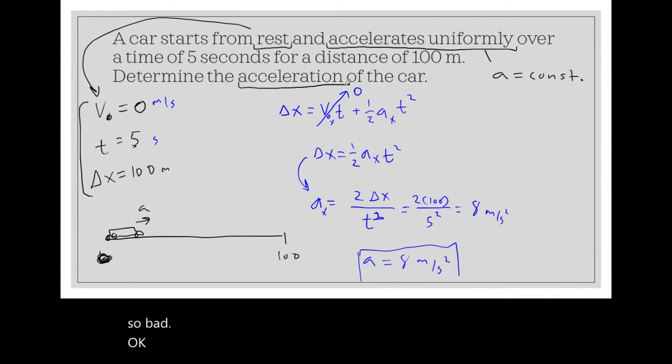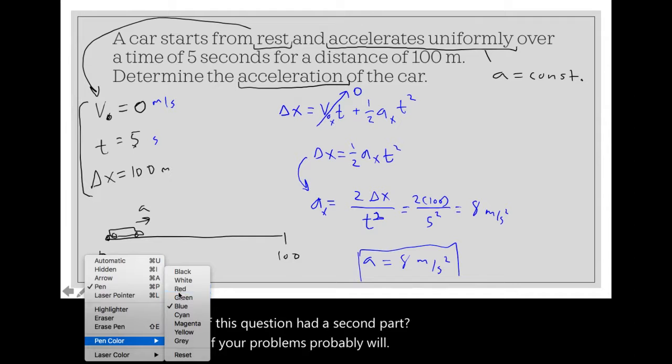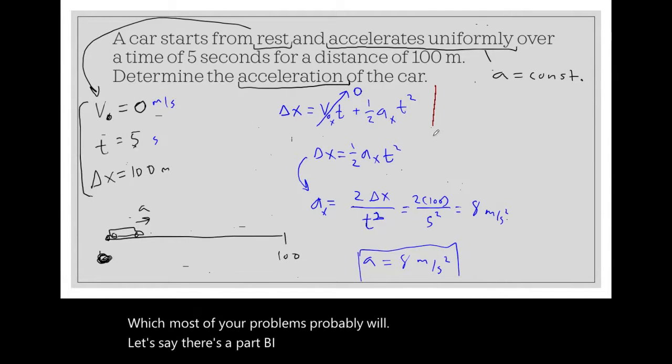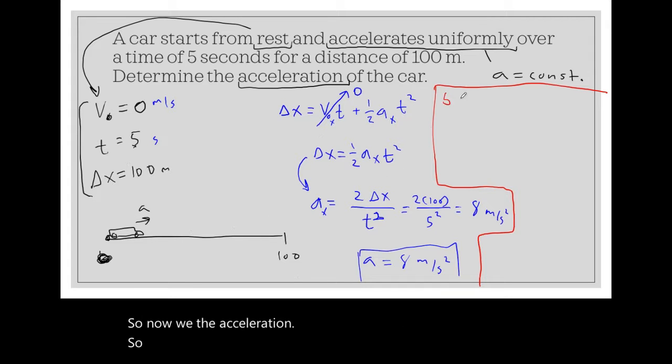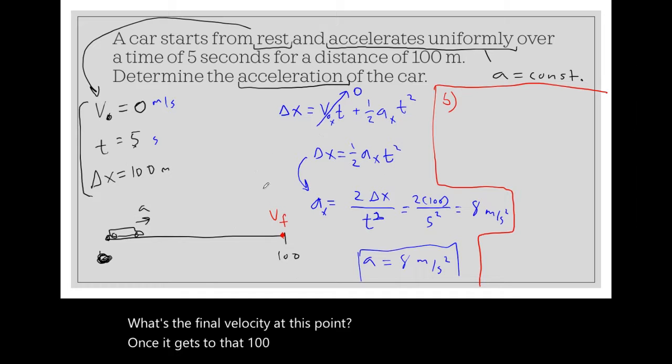Okay, so what if this question had a second part, which most of your problems probably will. Let's say there's a part B. I'm going to add in a part B to this. So now we know the acceleration. For part B, let me ask you, what's the final velocity once it gets to that 100 meters right there?